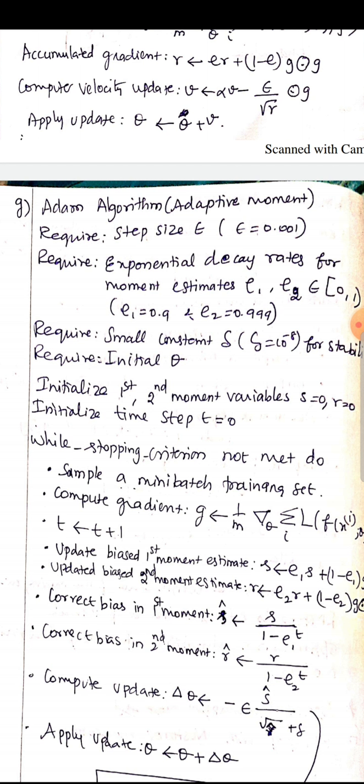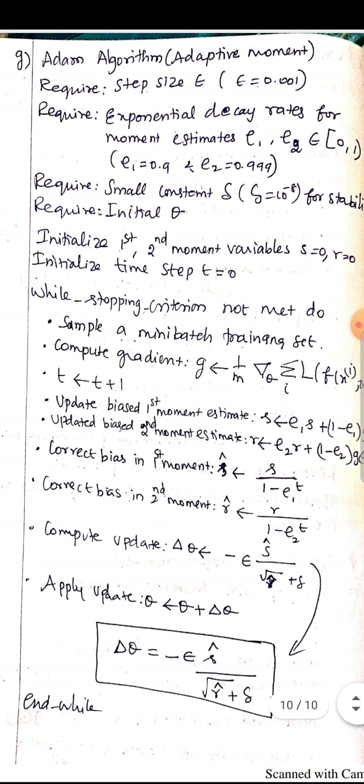So the initial parameter theta is taken, and the first and second moment variables. As we are considering rho 1 as well as rho 2, we use two moment variables for accumulating the gradient, first order as well as second order. They are initialized as s equal to 0 and r equal to 0. So s maintains the first order gradient, r maintains the second order gradient, and we initialize the time step of our algorithm with the value 0. Until the stopping criterion of the cost function is met, we repeat the algorithm by first taking a mini batch training set with m different samples along with their targets.